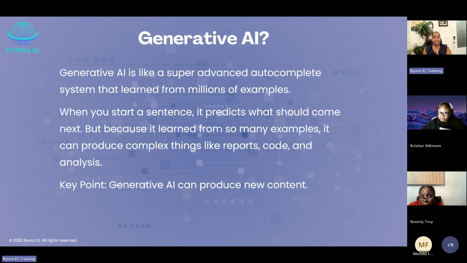And then there's generative AI, right? So generative AI is a super advanced autocomplete system that learns from millions of examples. So ChatGPT, for example, or Claude. Claude is a great example of that, right? So they're able to not only predict, but they're able to produce new content, right?